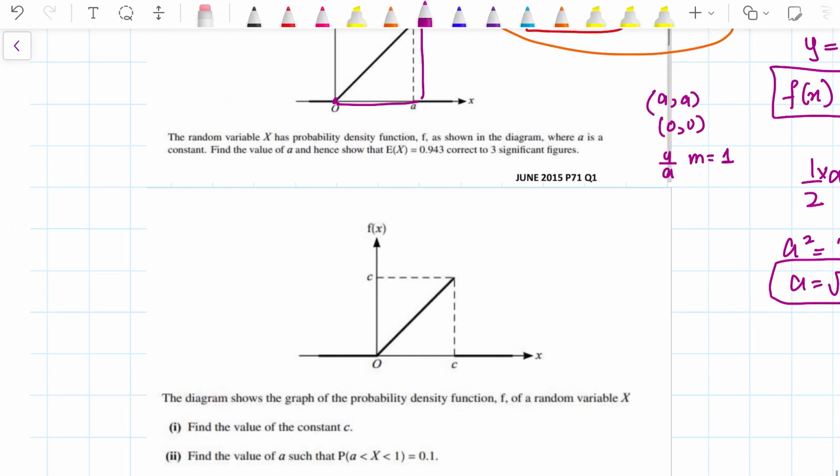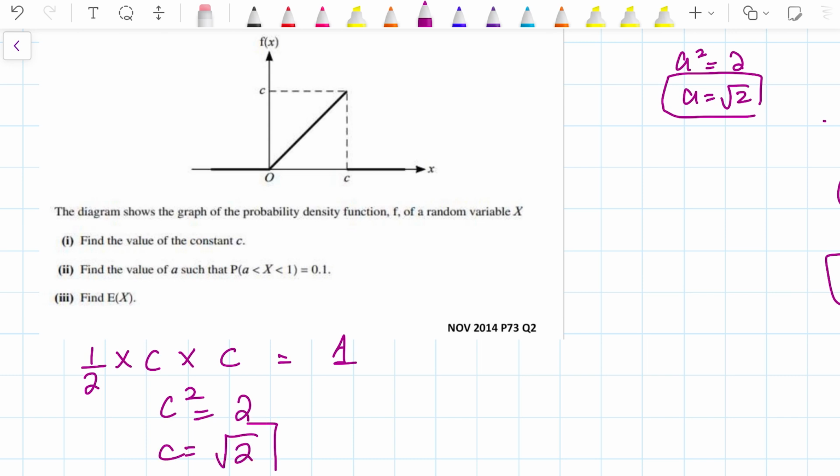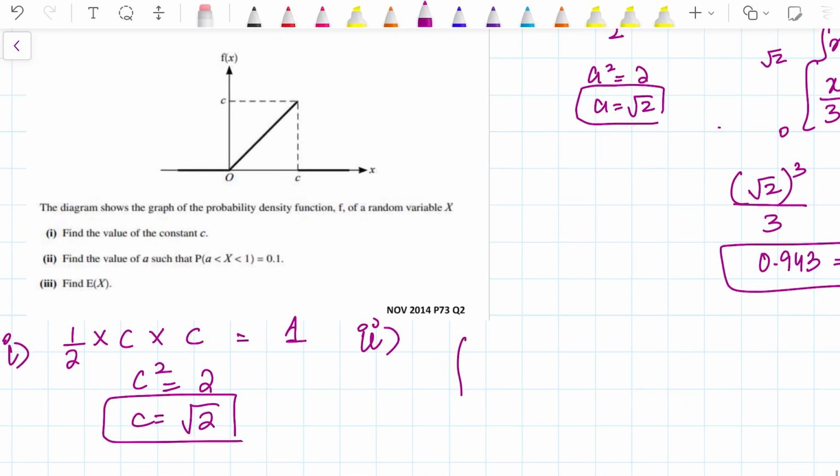Now, let's look at the third question. Find the value of c. Pretty much the same thing. Half into c equals to 1. C square is 2. C is equals to under root 2. Find the value of a such that probability of a and 1 is 0.1.